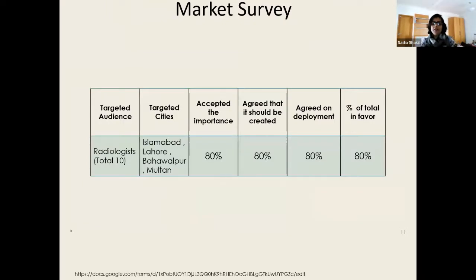And in order to validate our idea, we actually talked to a number of radiologists in Pakistan. We talked to 10 radiologists, and we presented our idea to them that we want to do something using AI on MRI data to have one framework that can classify, segment, and do the survival prediction on that particular data. And we got a good response. 80% of them agreed that it is a good idea, and they thought that it would be good if we can develop something for them in the clinics.